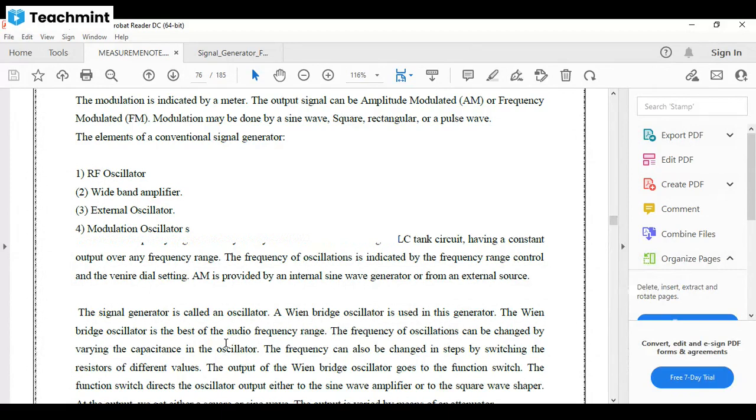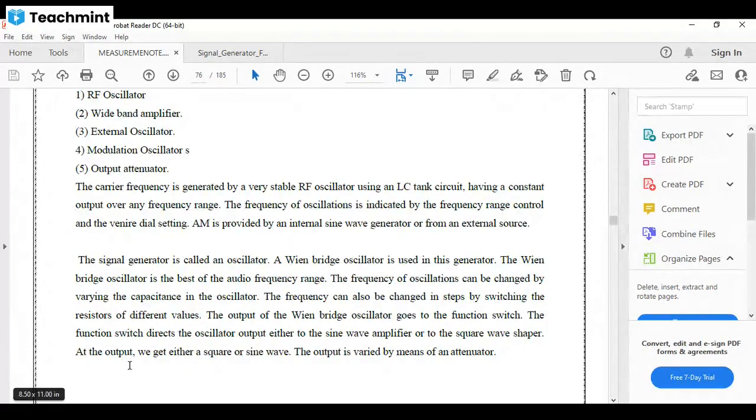And the output of the Owen bridge oscillator goes to the function switch, and the function switch directs the oscillator output either to the sine wave amplifier or the square wave shaper. At the output we get either square or sine wave, and this output is varied by means of an attenuator.